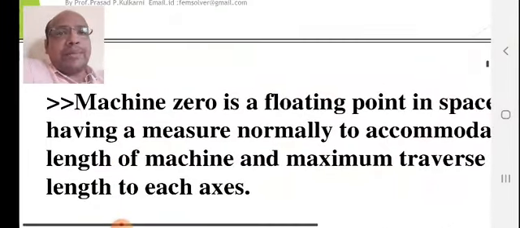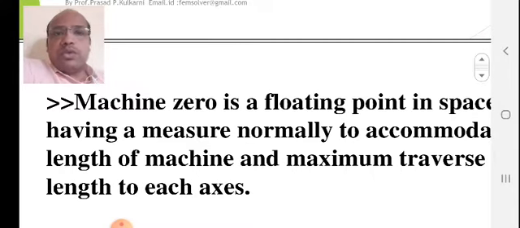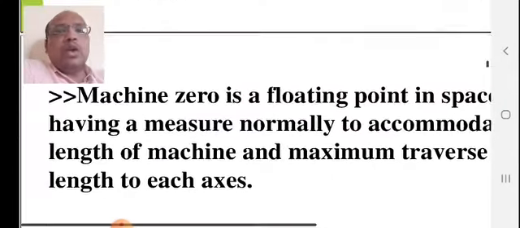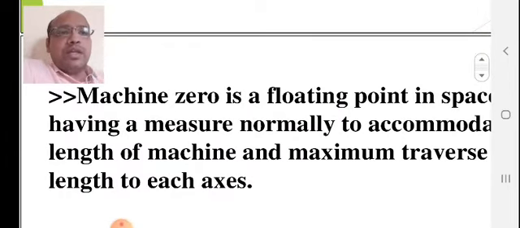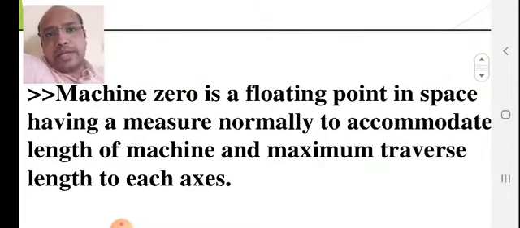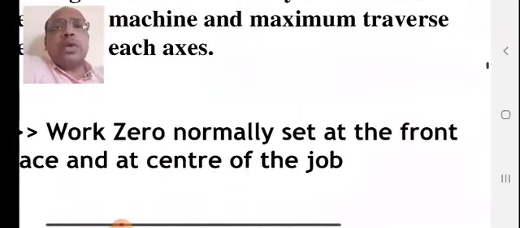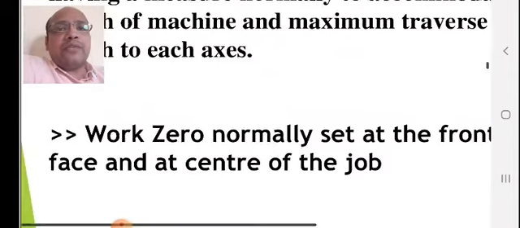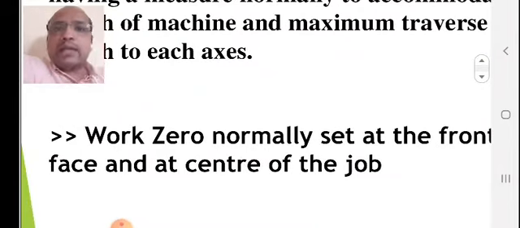So once again I repeat, what is machine 0? Machine 0 is a floating point in space having a measure normally to accommodate the length of the machine and maximum traverse length of each axis. So machine 0 is not a fixed point, it is a floating point and it may be at any place in a machine. And work 0 is normally set at the front face and at the center of the job. So work 0 is important to write a part program.